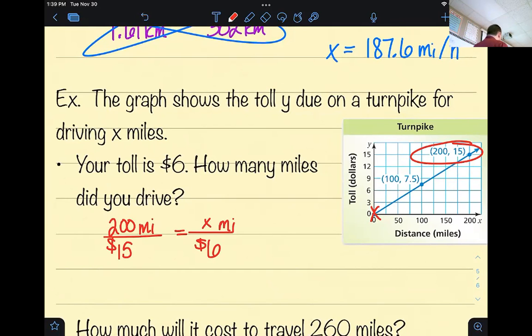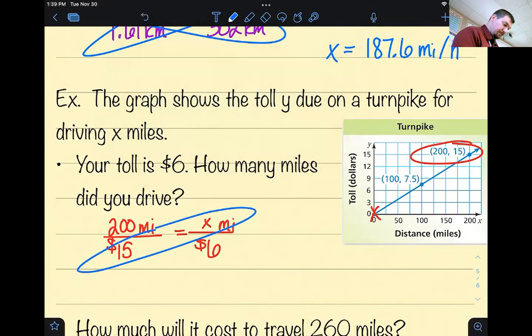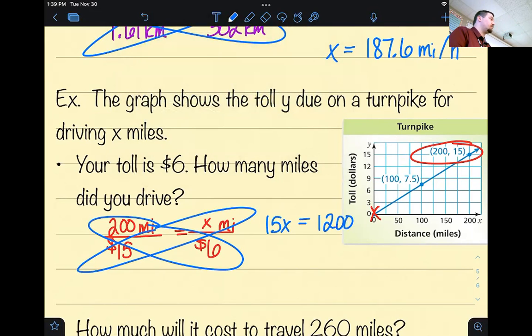So the first rate comes from the graph. I pay $15 for 200 miles. The second rate I'm creating and plugging $6 in so I can try to find the number of miles we drove. So what's 15 times X? 15X. What's 200 times 6? 1,200. Divide by 15. 80 miles. Exactly. It's not a unit rate, so it's not 80 miles per dollar or anything like that. It's just 80 miles. It's actually 80 miles for $6.